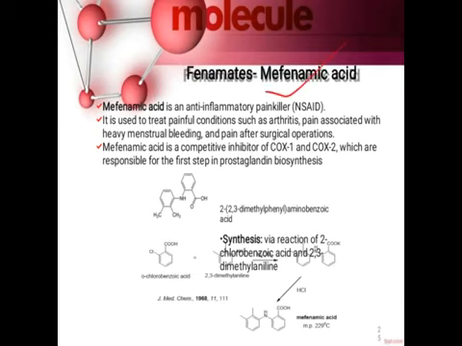So an example is mefenamic acid. It is an anti-inflammatory and painkiller. It is used to treat conditions like arthritis, pain associated with menstrual bleeding, and pain after surgical operation. It is a competitive inhibitor of both COX-1 as well as COX-2, which are responsible for prostaglandin biosynthesis. So mefenamic acid is generally used as an anti-inflammatory and painkiller.